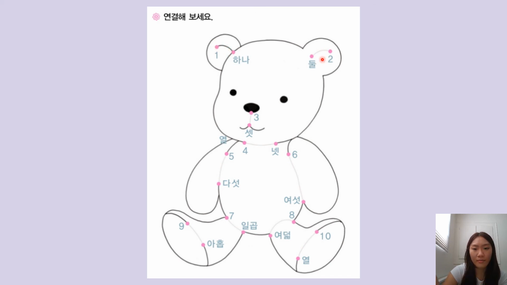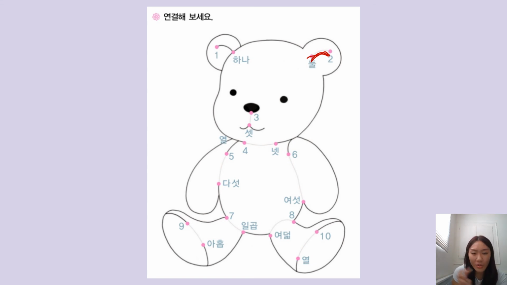Okay, and then we're gonna look for number 2, which is here. So 2 and 둘 go together. So we're just gonna make a line here. Let's make this, I guess we can do that. Okay, that looks very bad. I'm drawing with my fingers, so sorry.